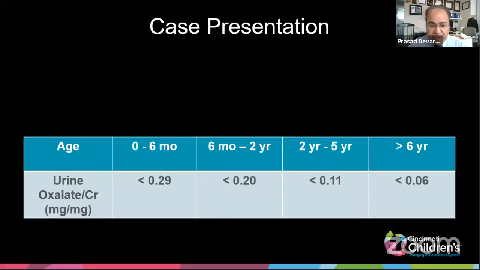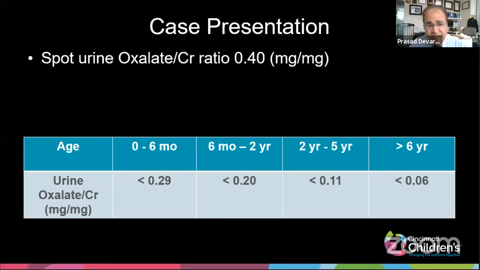And what we're showing here is the different oxalate to creatinine ratios. Again, it changes with age. It's high in the infant, but beyond 6 years of age, it should be less than 0.06 on a spot urine. And his spot urine oxalate to creatinine ratio came back at 0.4, which was suspicious for hyperoxaluria. So then what's the next step?